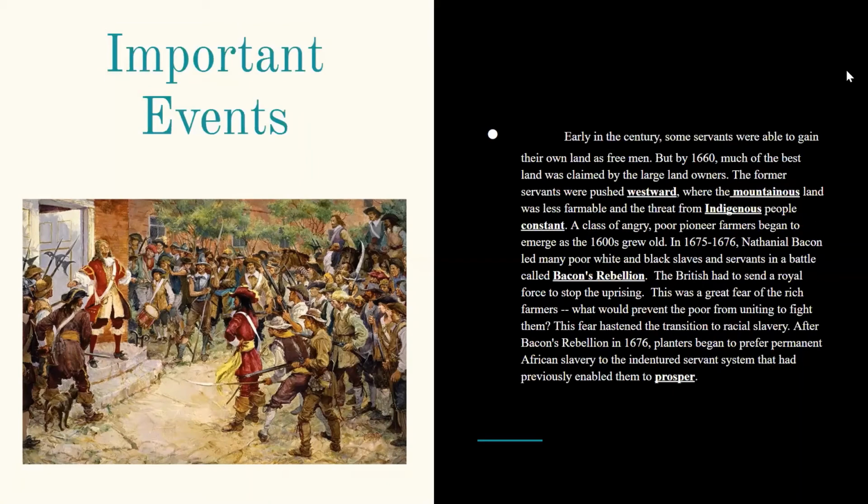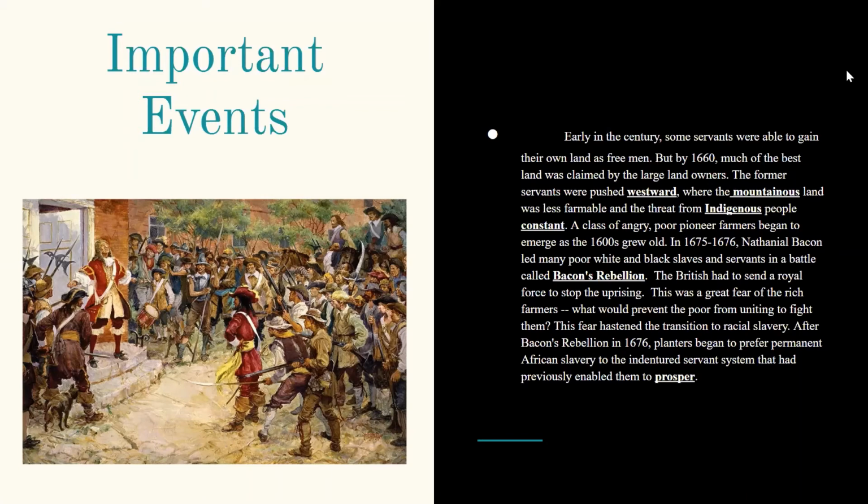In 1675 to 1676, Nathaniel Bacon led many poor white and black slaves and servants in a battle called Bacon's Rebellion. The British had to send a royal force to stop the uprising. This was a great fear of the rich farmers. What would prevent the poor from uniting to fight them? This fear hastened the transition to racial slavery. After Bacon's Rebellion in 1676, planters began to prefer permanent African slavery to the indentured servant system that had previously enabled them to prosper.